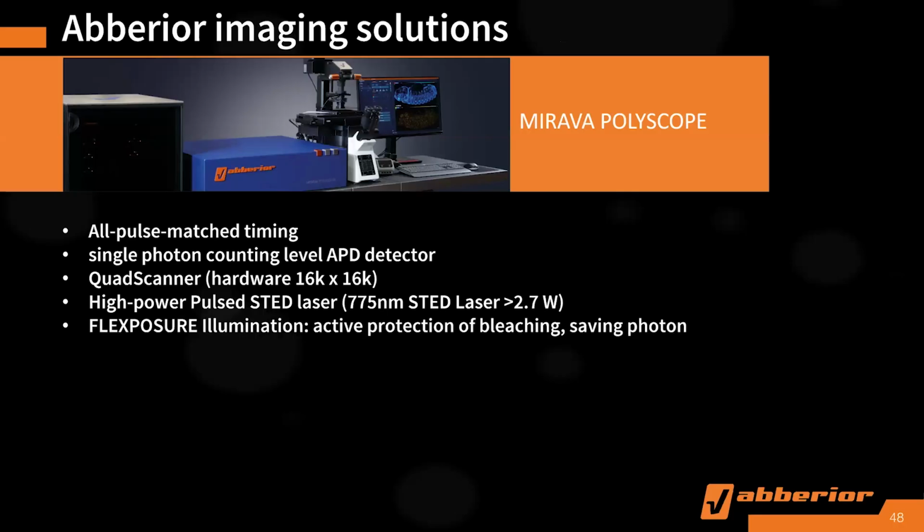And then on the MIRAVA, we have a very interesting module called FLEX exposure. It's active protection of the photobleaching. Saved a lot of signal photons. There are several modules of this FLEX exposure. I'm going to tell you two of these modules. The first one is called DIMING, dynamic minimal illumination.